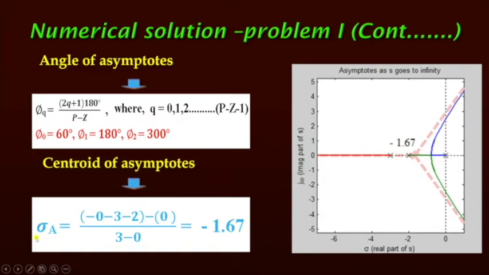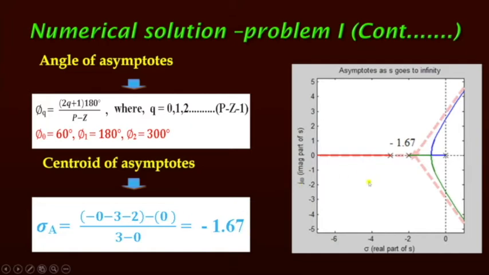This symbol is sigma A. This is equal to the sum of real parts of poles minus the sum of real parts of zeros divided by the number of poles minus the number of zeros. So the sum of poles means -0, -3, -2, minus there is no zero. So the centroid of asymptotes is -1.67.